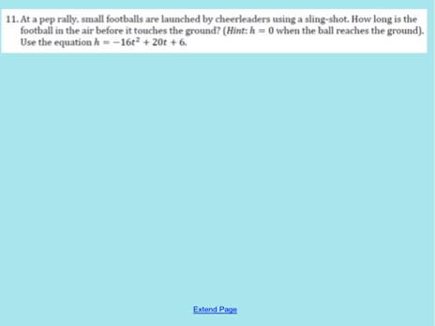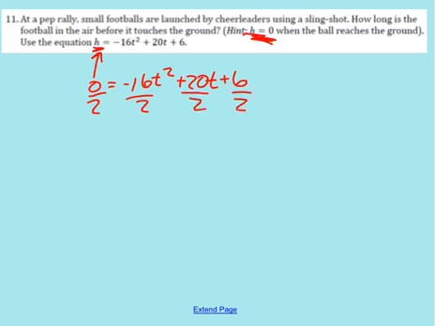When the height is at 20, that's how you find out when things are 20 feet in the air and things like that. So every time it says hint, H is 0 when the ball reaches the ground, plug in 0 for H. So 0 equals negative 16t squared plus 20t plus 6. First thing I always do in this problem is divide everything by 2, because that's just in the way and we don't need it. Negative 8t squared plus 10t plus 3.